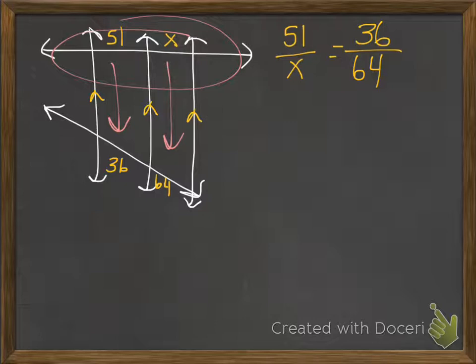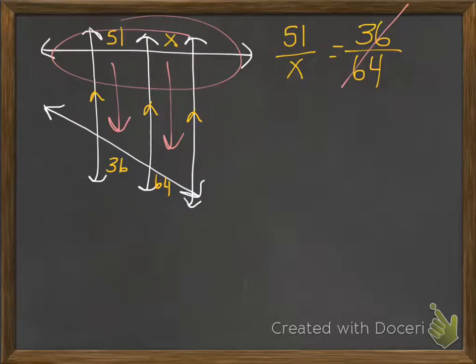What do you think my next step's going to be? I'm going to simplify. What do you think goes into 36 and 64? Let's start with 9, because that's what I would have seen. 9 goes into 36 how many times? 4. All right, 9 goes into 64. No, I think I copied this problem down wrong. That's okay.